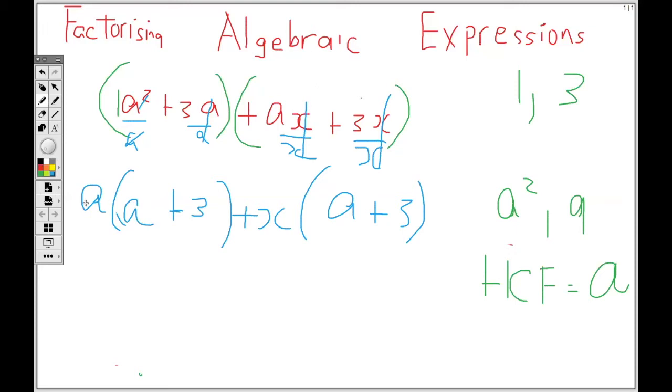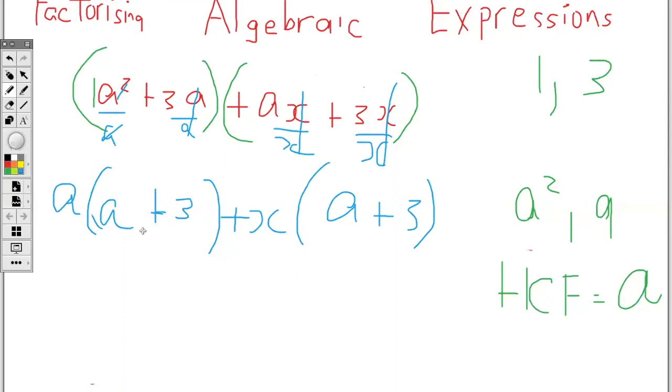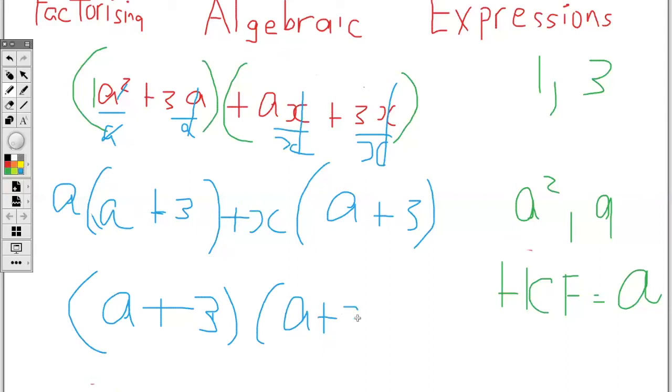Now, whenever you're factorizing by grouping, the brackets that we arrive at should always look the same. Once they're the same, it means you're on the right track. So since we're on the right track, we will be writing the bracket once. So I have a plus 3. Then we group the outside, so we have a plus x.